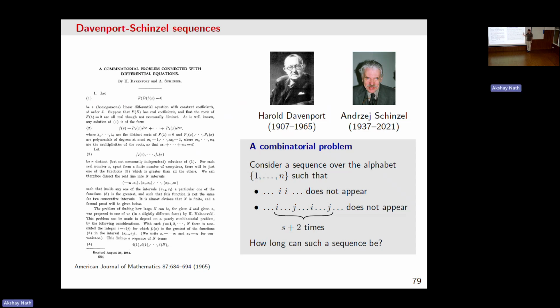Right, so depending on the parameter S, you're not allowed to have some I and then at some later point a J and then the same I again and then the same J again, in total S plus 2 times. And then the question is, how long can this sequence be? Okay, so you say this is not allowed, meaning that there shouldn't be a subsequence which is ij, S plus 2 times. Exactly, yeah.